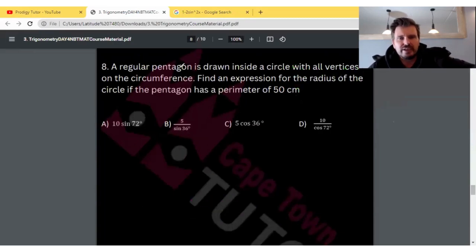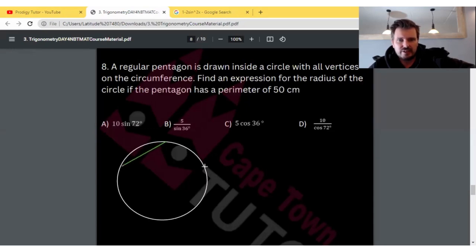Let's have a look. A regular pentagon is drawn inside a circle with all vertices on the circumference. Find an expression for the radius of the circle if the pentagon has a perimeter of 50 centimeters. Okay, so with this, I'm just going to draw it. Let's draw a circle, and it's got a pentagon inside. A regular pentagon, we know, has all of the angles the same. So I'm going to draw my pentagon.